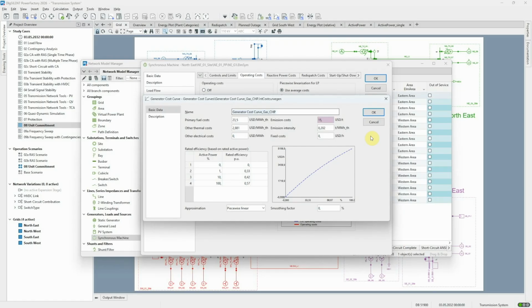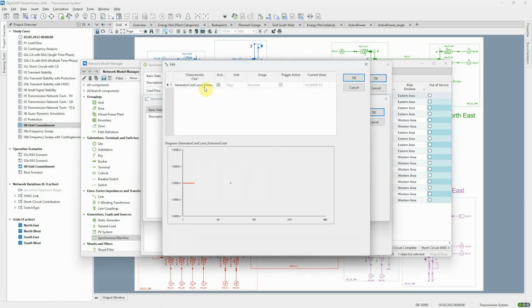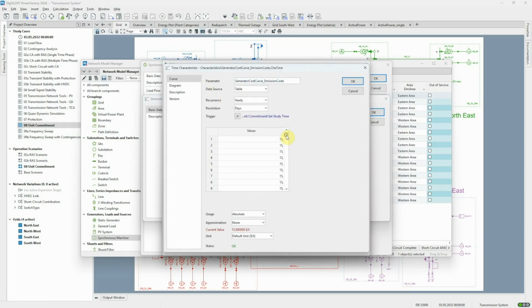In the generator cost curve, the resulting costs are calculated based on the individual cost components such as fuel costs and efficiency. The emission costs have an absolute characteristic assigned. On day 127, the fourth day of the simulation period, the value of the emission costs is changed from $15 per tonne to $50 per tonne.